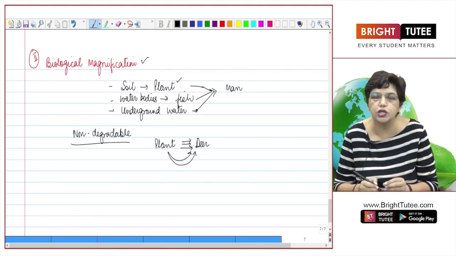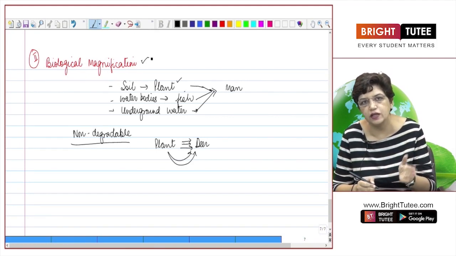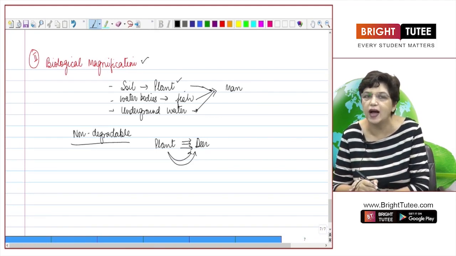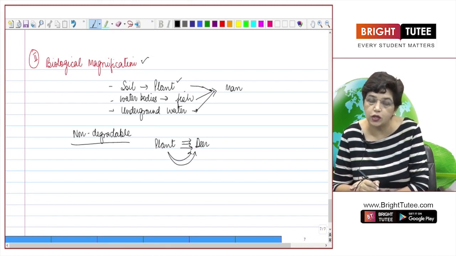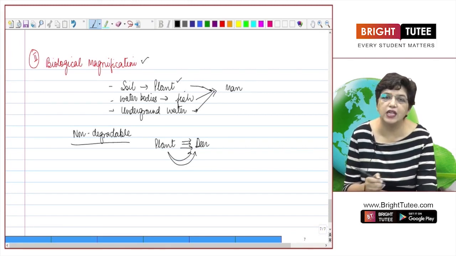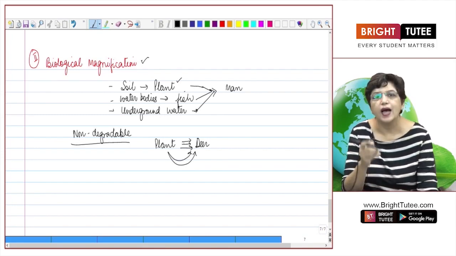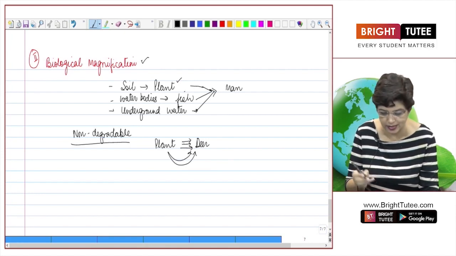The concentration of harmful chemicals keeps on increasing in the food chain as we move towards the higher trophic levels. So biological magnification is highly harmful. It has been studied extensively that many predator birds have died. The number has decreased because of biological magnification. I will give you a simple example to understand this.